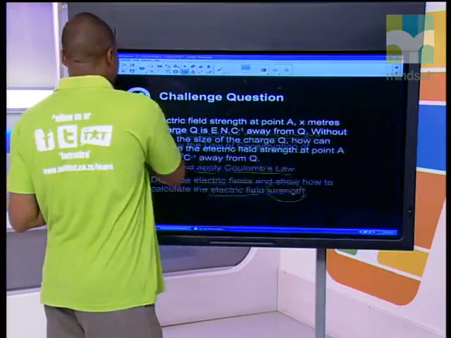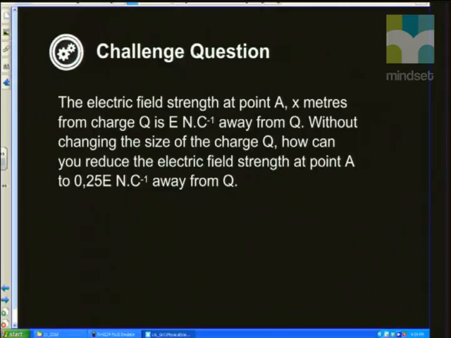Now moving on, we're going to have a challenge question as usual, and here it is. Take it down. The electric field strength at a point A, which is x meters from the charge Q, is E. And of course, we know that electric field strength is measured in newtons per coulomb. It is E newtons per coulomb away from charge Q. Without changing the size of the charge Q, how can you reduce the electric field strength at that point, which is point A, to 0.25 E newtons per coulomb away from Q? Okay, so we're going to look at that.